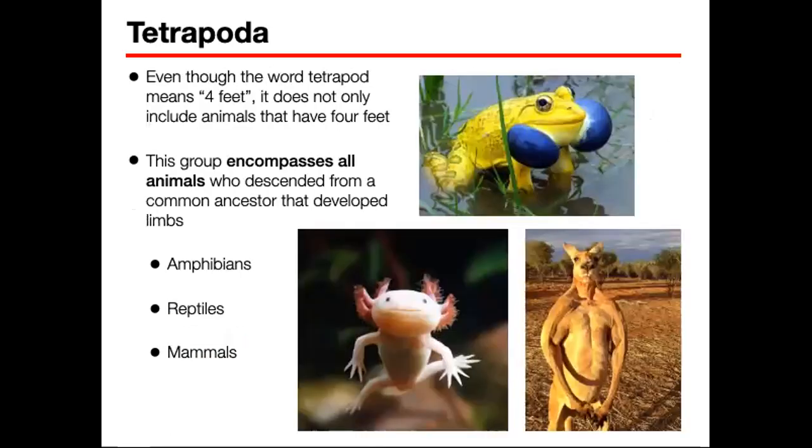And tetrapods, as we said, does not only include animals with four feet. This group, in essence, encompasses all animals who descended from a common ancestor that developed limbs. So that includes your Sarcopterygii. Apart from that, you also have your amphibians, like for example, this Indian bullfrog that you see right here, your reptile. You have your axolotls, and you can see these prominent external gills, and of course, an example of mammal would be kangaroo, or marsupial.